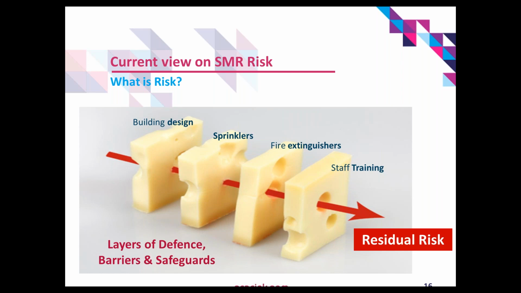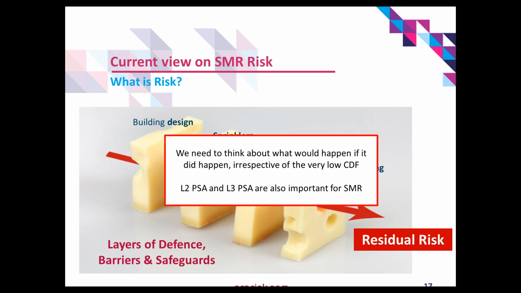If the building design is really good, all the doors are going to close. But what happens if, for example, an object obstructs one of these doors? The fire is then going to spread. What about sprinklers or fire extinguishers? Maybe that type of equipment is tested often, but in terms of years. So what if 2 months ago they failed? The fire is not going to be extinguished. Then we have the staff training, but if the staff panic when they see that the fire extinguishers don't work, it's going to end in a catastrophe. So we need to think about what would happen if it did happen, irrespective of the very low core damage frequency. That's why level 2 and level 3 PSA are also very important for small modular reactors.